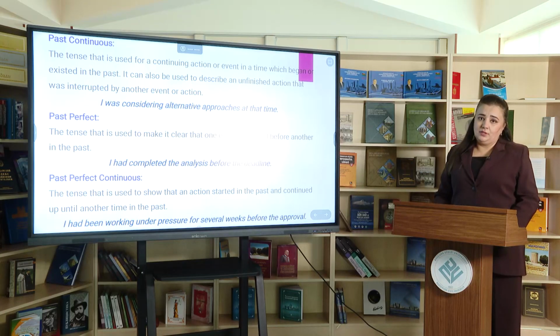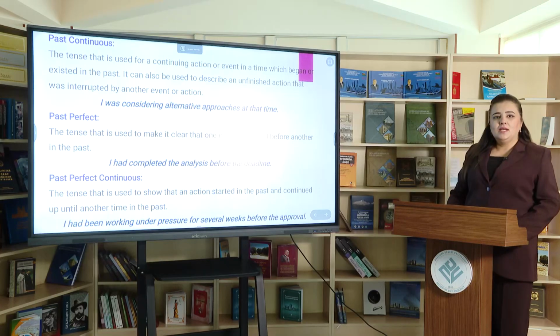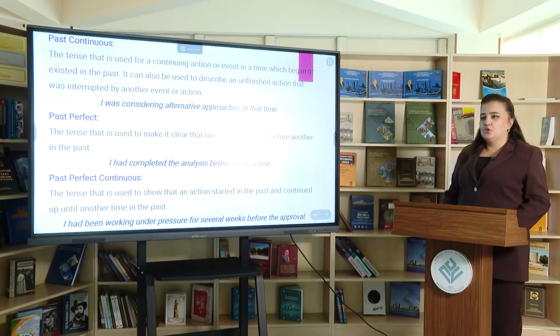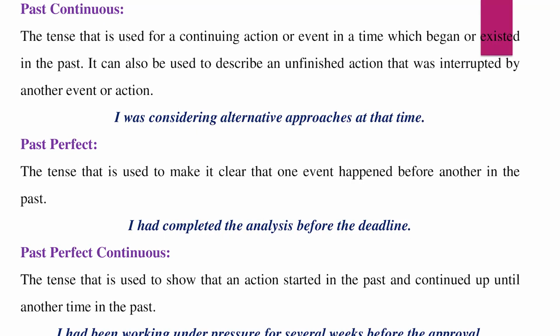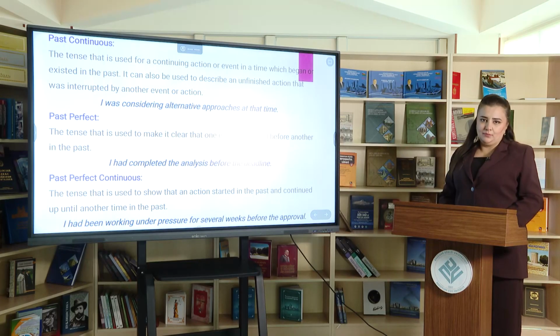Then the next one is past perfect. This tense form is used to make it clear that an event happened before another action in the past. For example, I had completed the analysis before the deadline.